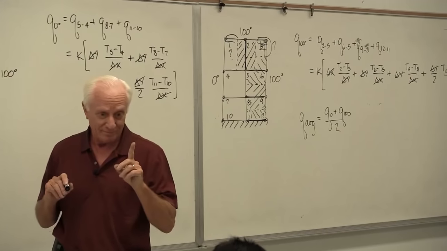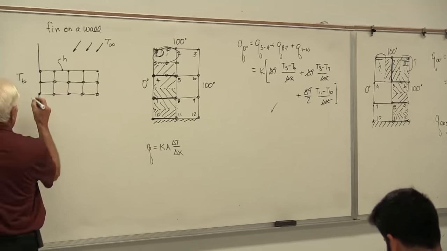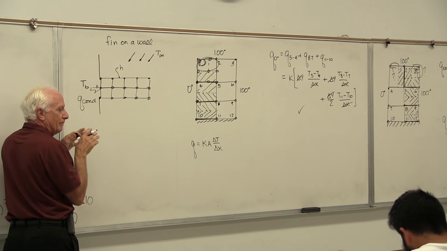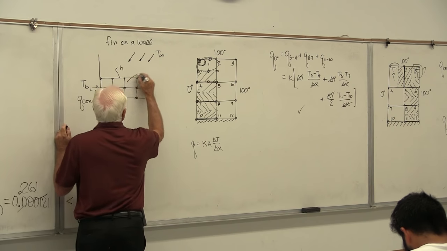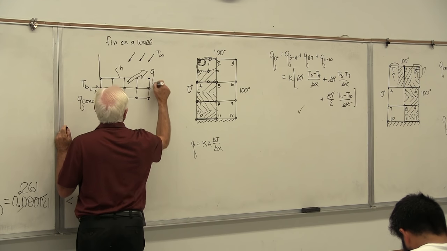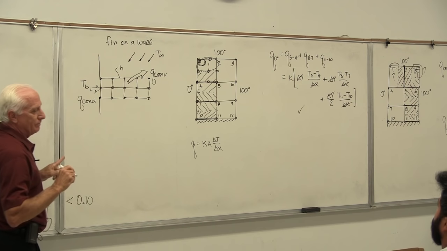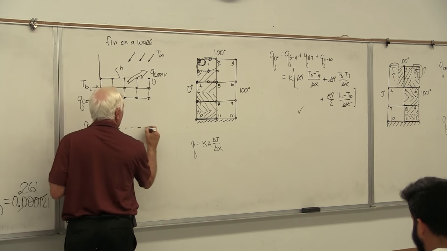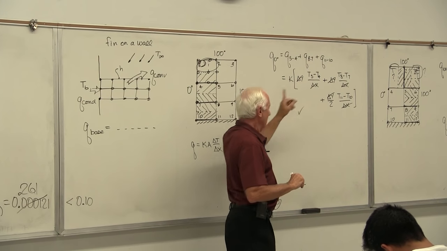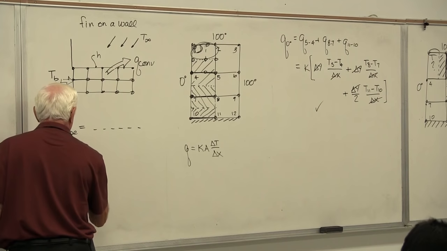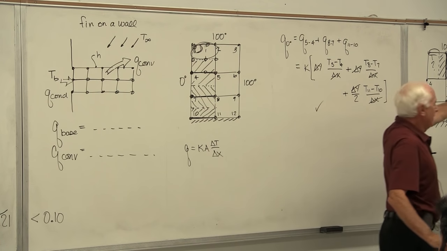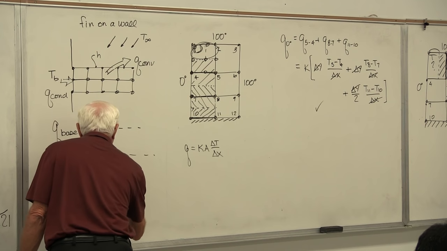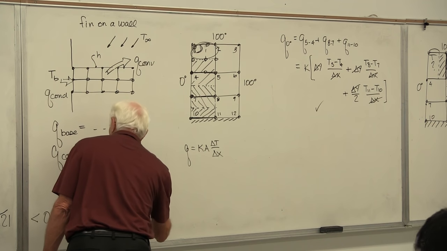Okay? I'll tell you what it is here. If you've got a fin, all the heat that comes into the base by conduction goes into the fin, and all that heat is carried out by convection. All the heat that comes through the base is carried out by convection. So you're going to find, first of all, Q base, equal. You're going to find Q convection. And then you're going to average them, because they won't be equal, because the grid size is not very fine.